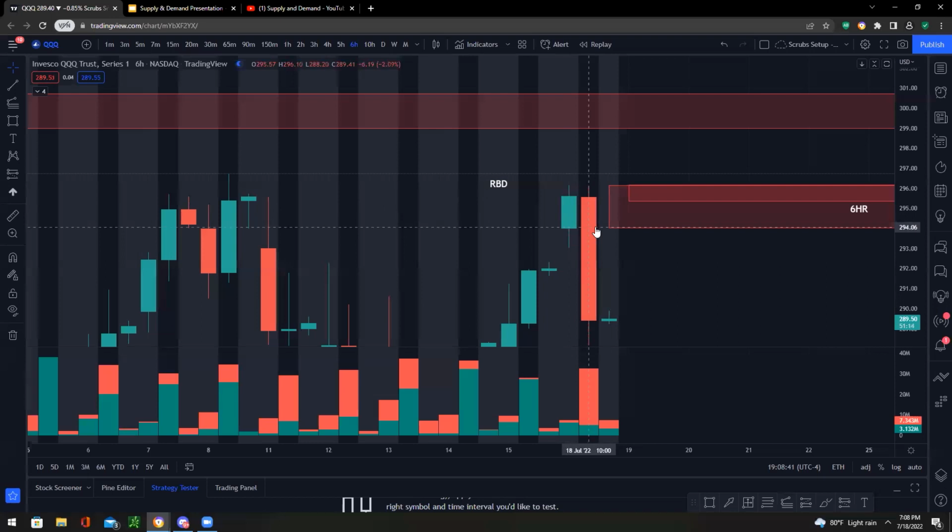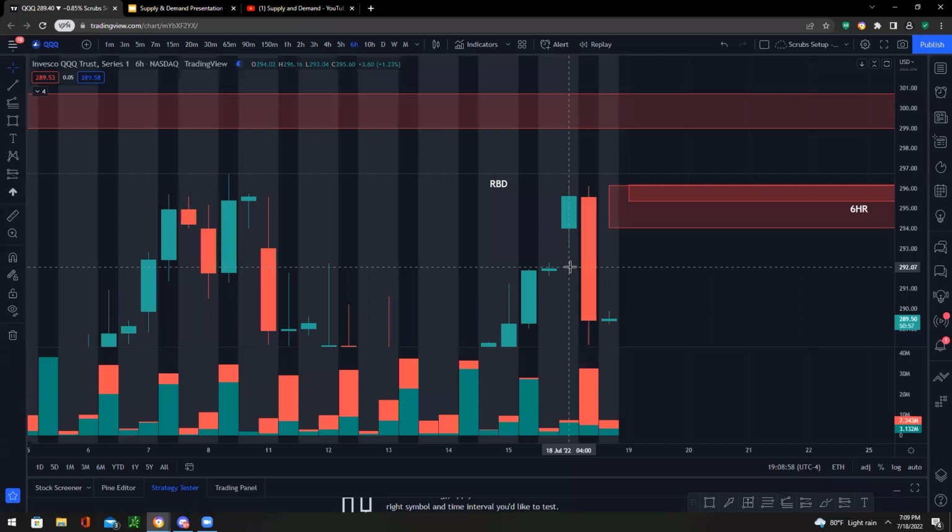So this one formed right by it, right? This is very important to understand. We went from a balanced market, and then once we had this sudden drop down, that is when we became imbalanced. This is how we form the supply zone itself.